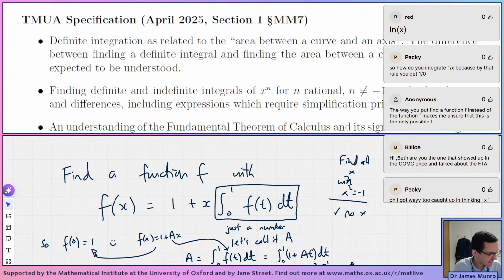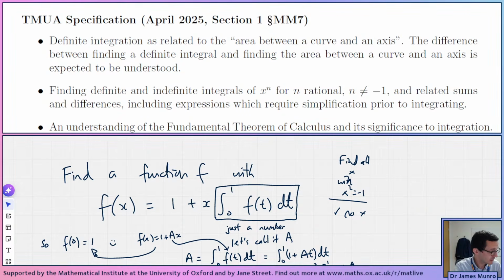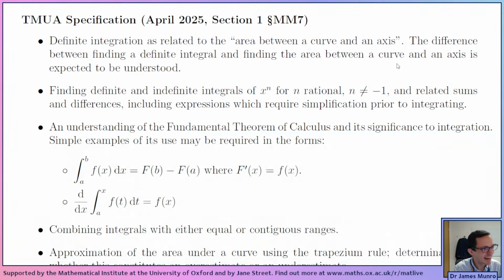How do you integrate 1 over x? Yes, okay, you can't. For the purposes of TMUA, you cannot integrate 1 over x. The TMUA spec is a bit limited. Let's have a quick look at it. I'm just going to hide chat. I can still see you, don't worry. Faffing around. You can't even see what I'm faffing around with.